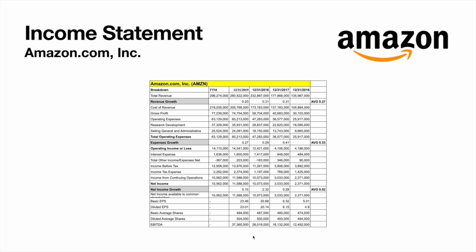Also, expenses have been growing at a rapid pace. However, looking at research and development and selling, general and admin, both are growing, especially research and development. Just by looking at the numbers, it seems like Amazon is not good at converting its revenue into profit.